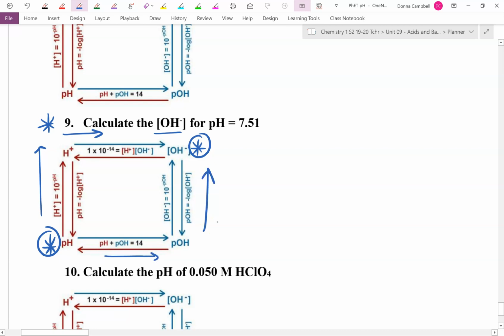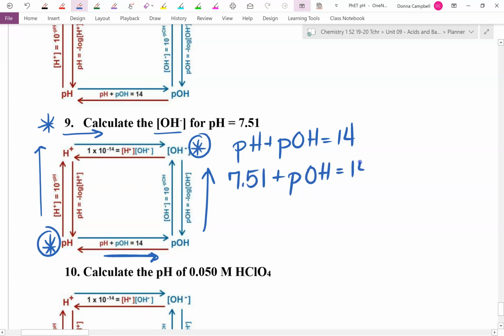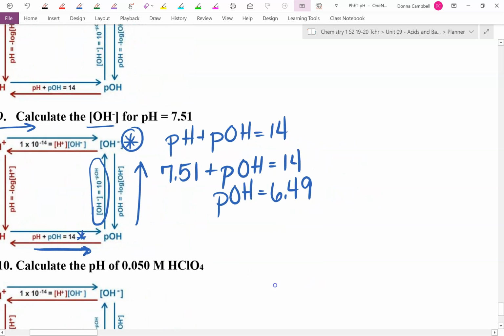So let's do some calculations. I think going across and up is a little bit more fun. So I'm going to say that pH plus pOH is equal to 14. The pH is 7.51. The pOH is what we're calculating, and that equals 14. So the pOH is equal to 6.49. So we've gone across, we've used this equation. So now we're ready to turn upwards, and so we're going to use that equation.